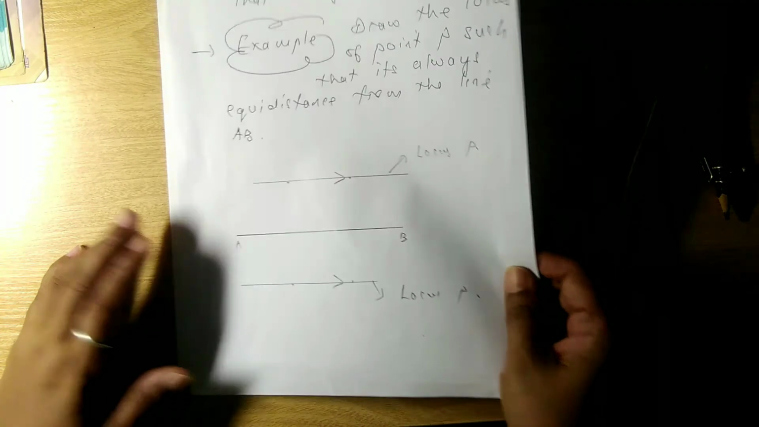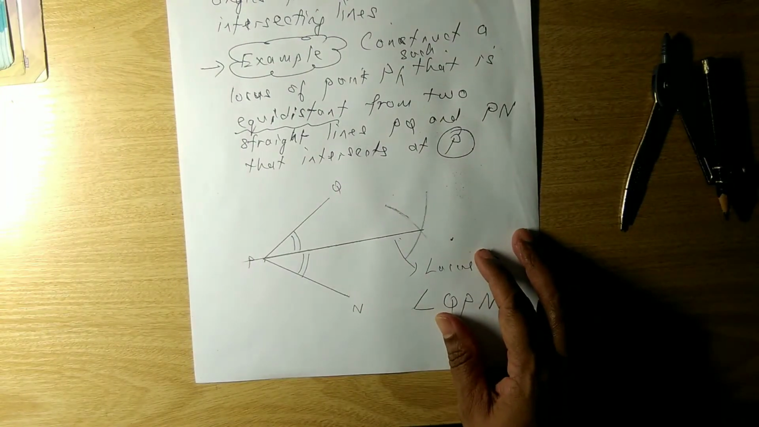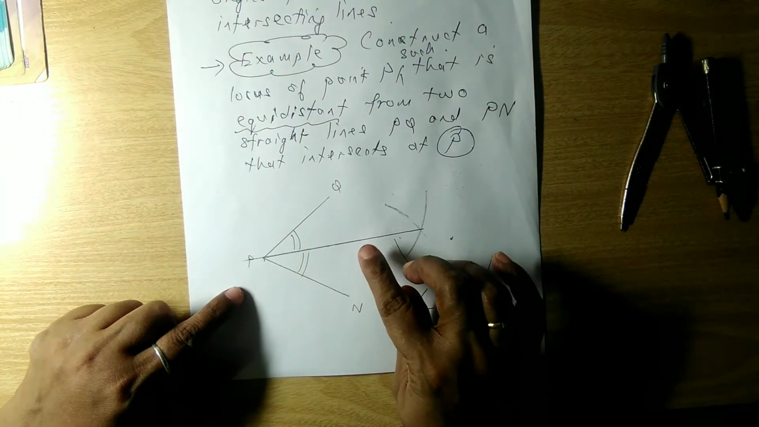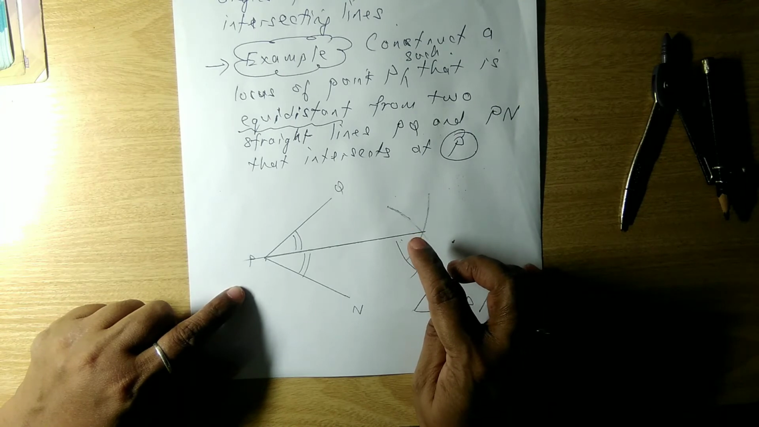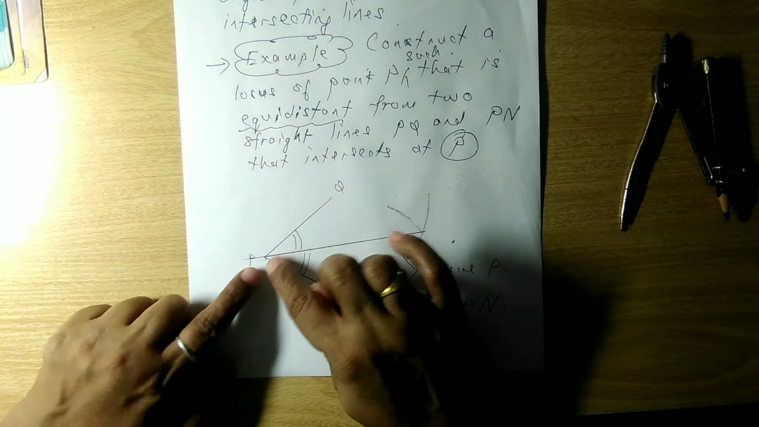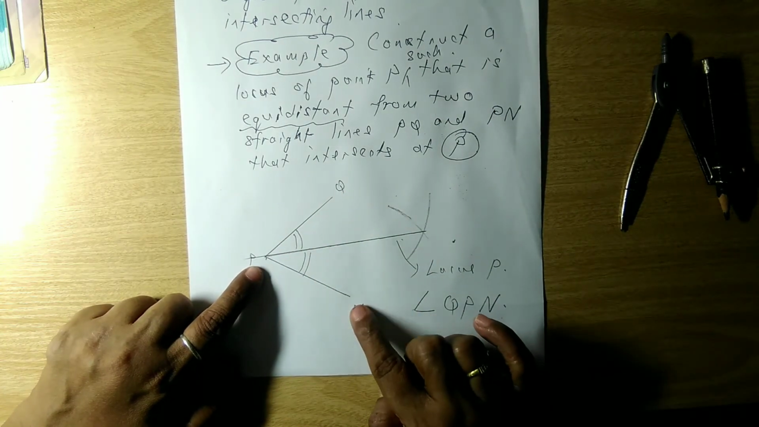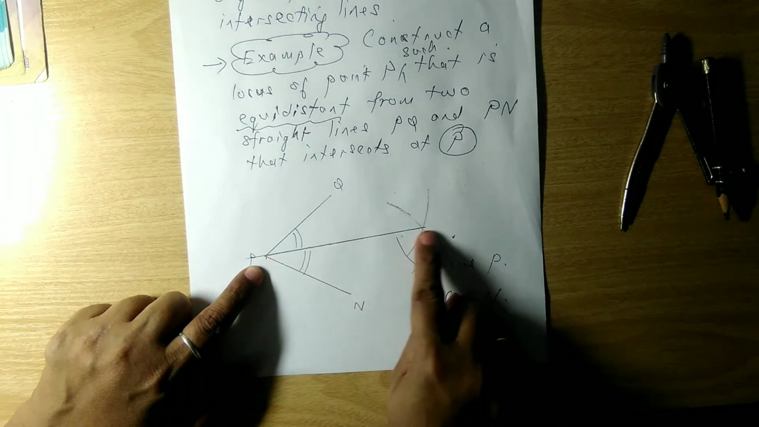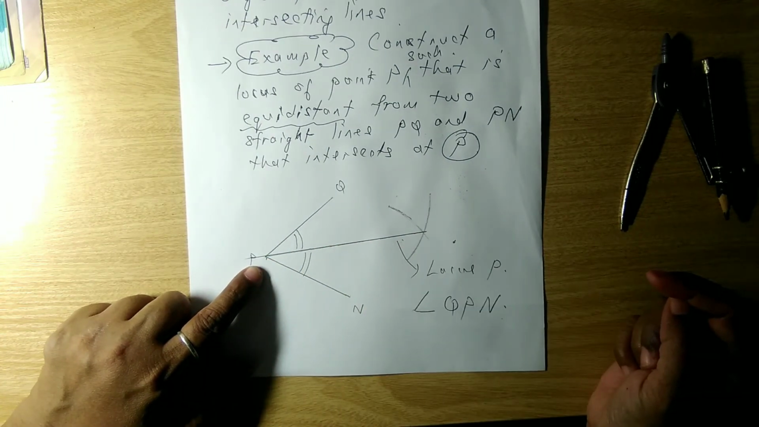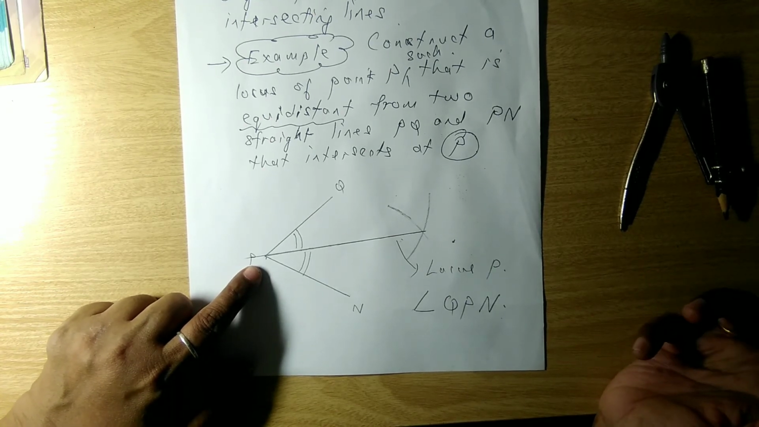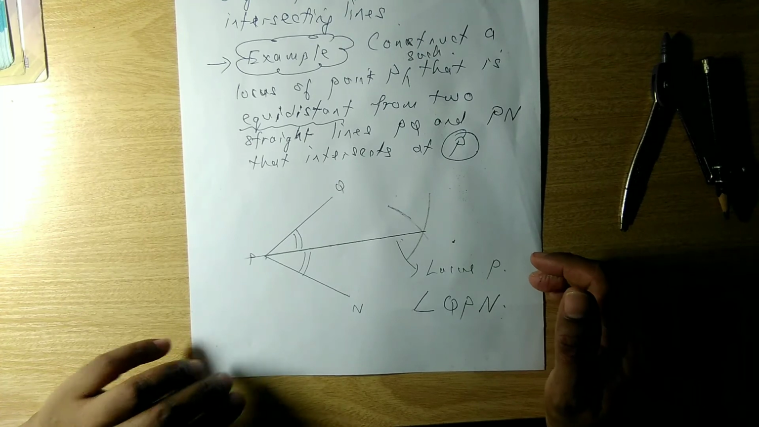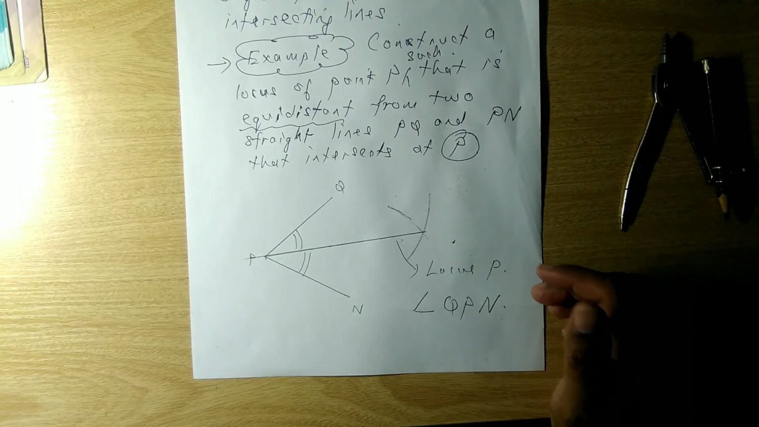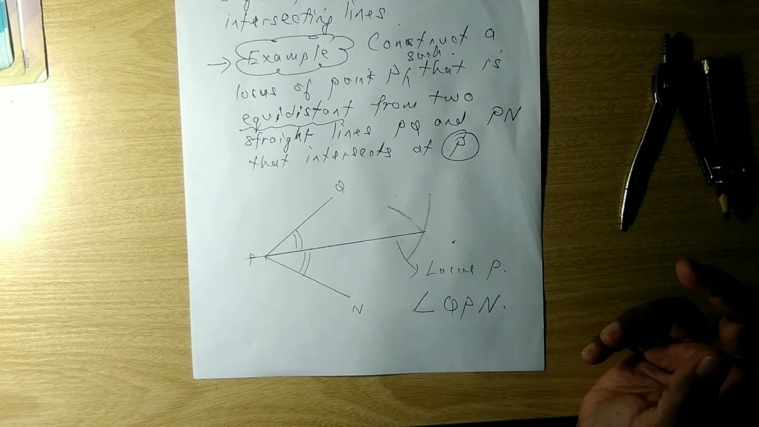And the last one is a point P which is moving and is always equidistant from the lines PQ and PN. So what happens is this forms an angle bisector. So altogether there are four types of locus that you can get using certain constraints in this chapter. Thank you.